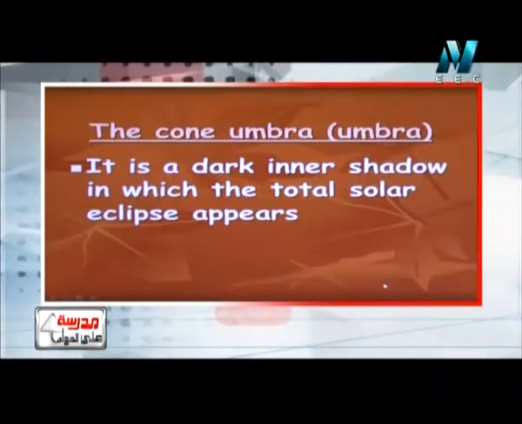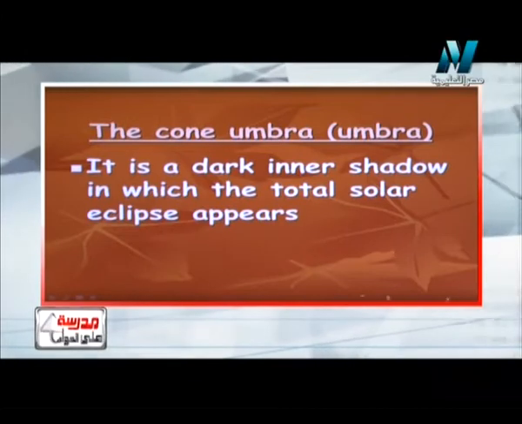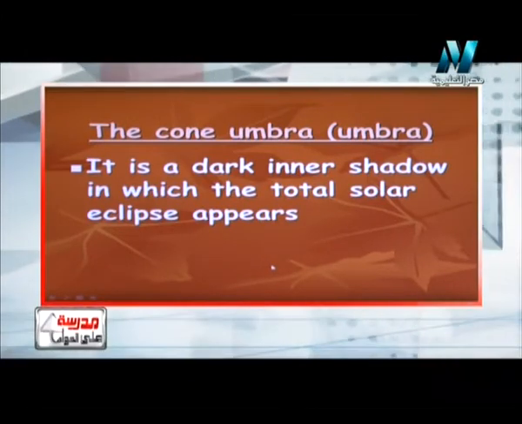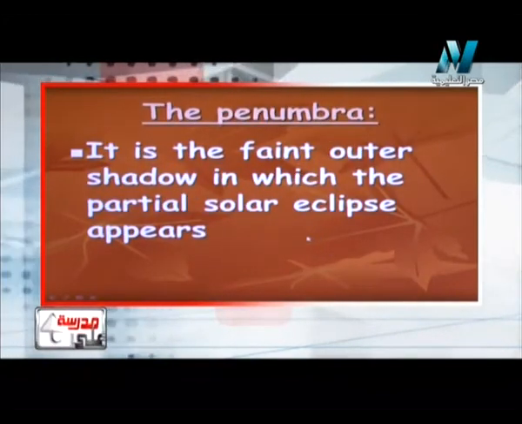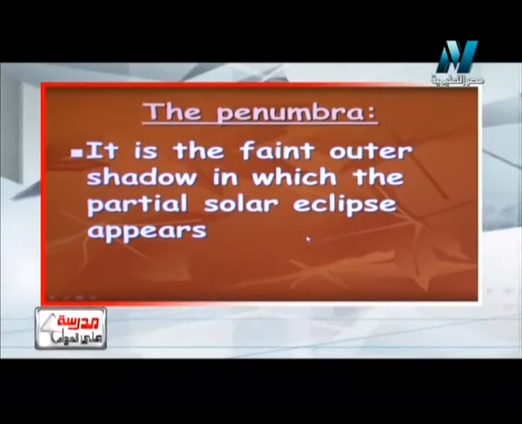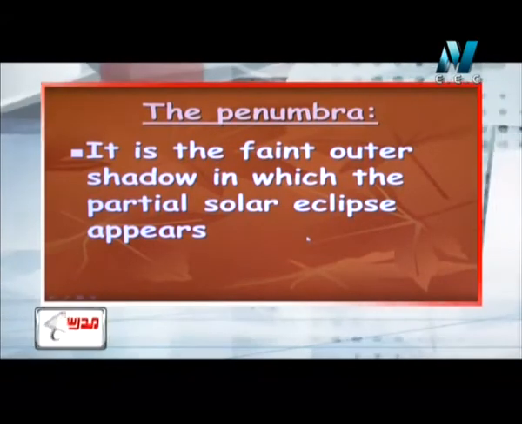Okay, sorry. So now let's return back to our lesson about solar eclipse and the definition of the umbra and penumbra. We said that the umbra, or the umbral cone, is the dark inner shadow in which the total solar eclipse appears. So what about the penumbra? The penumbra, as Malak said a while ago, is the faint outer shadow in which the partial solar eclipse appears.